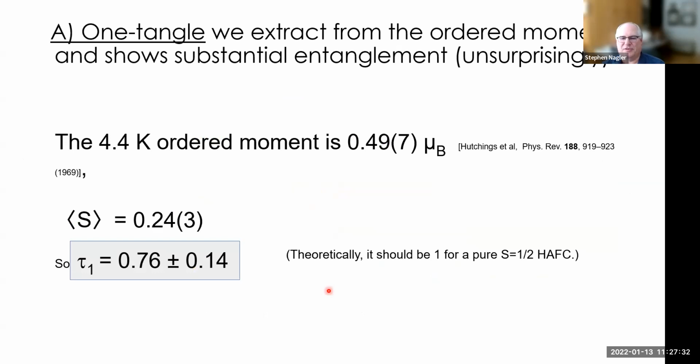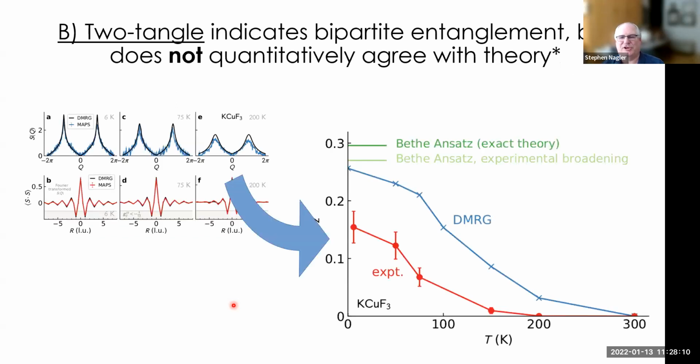So here's what we find from the one-tangle. At low temperature, the ordered moment is about half a Bohr magneton, right? Compared to the 1 Bohr magneton that you expect for spin 1/2. So if you like, that's kind of like spin around a quarter. So the one-tangle turns out to be about 3/4. Theoretically, if I had the true spin 1/2 Heisenberg antiferromagnetic chain, there would be no order whatsoever, and this would be 1. But this tells us something about how much fluctuation there is in the spins, even in the ordered state. So what happens if I measure the two-tangle?